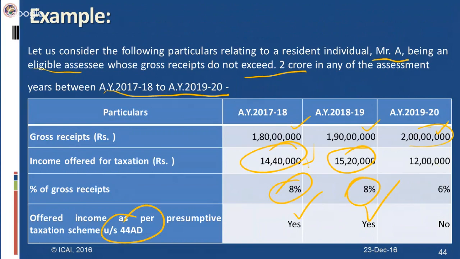Third year, he's not done 8%. He's not declared 16 lakh. Instead of that, he's declared only 12 lakh, which amounts to 6% of gross receipts. So he has not opted as per presumptive taxation in assessment year 19-20. So now what is the consequence? 5 years is not completed. Had he done it, the condition was 17-18, 18-19, 19-20, 20-21, 21-22. Up to 21-22, he has to continuously opt for presumptive taxation. Now he has not done so. In 19-20, he has not opted for presumptive taxation.